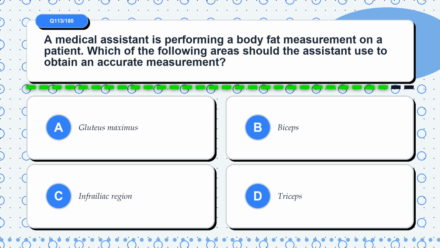Question 113. A medical assistant is performing a body fat measurement on a patient. Which of the following areas should the assistant use to obtain an accurate measurement? Here are the options. Option A. Gluteus maximus. Option B. Biceps. Option C. Infrailiac region. Option D. Triceps.